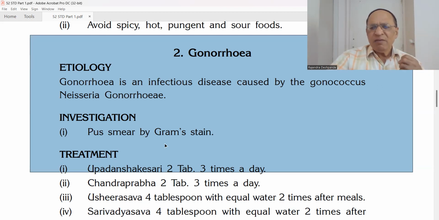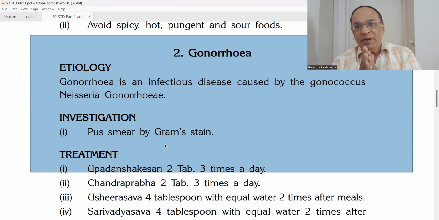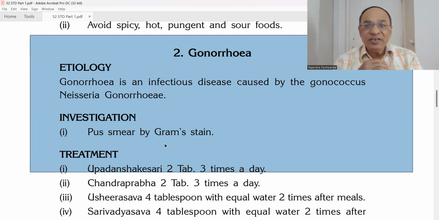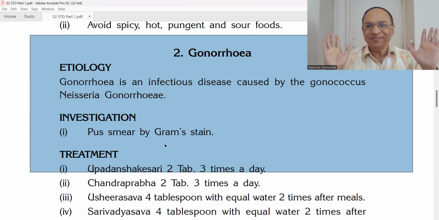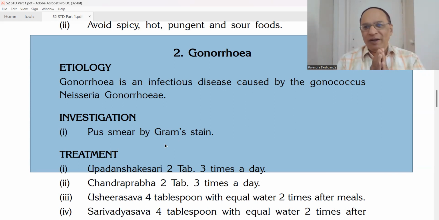having very severe burning urination. Urine is burning while passing the urine. So severe burning will be there, which is called dysuria. And also simultaneously, there will be pus discharge per urethra. Yellow, white color discharge will come. And that's why, unlike syphilis, this disease the patient cannot hide. Patient cannot hide this gonorrhea.